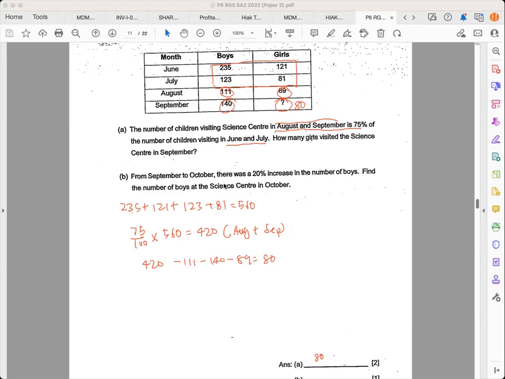Now let's look at B. From September to October, there was a 20% increase in the number of boys. So from 100%, you increase by 20%, your new percentage will be 120%. So 120% over 100% multiplied by the number of boys in September. Number of boys in September is 140. That gives 168. So that's the answer.